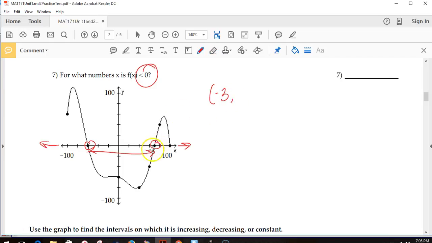And it stays under until I hit 1, 2, 3, and that certainly looks like a 3.5. And so I'll put 3.5, and again, open parentheses because it doesn't say include.